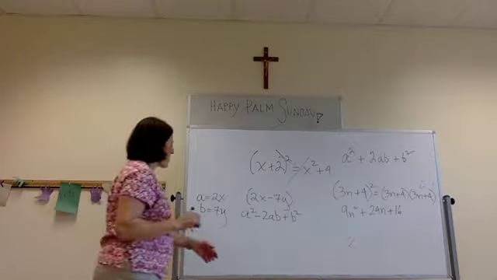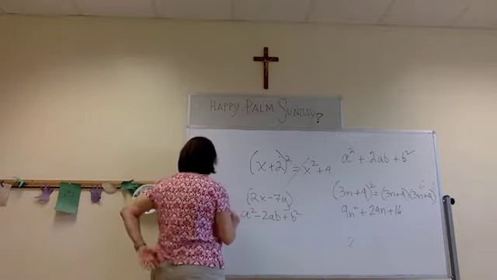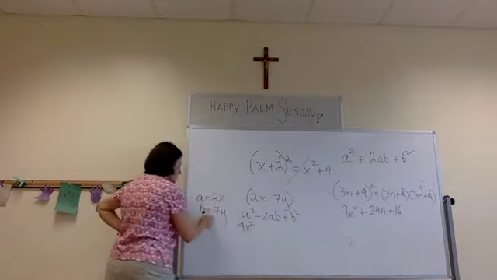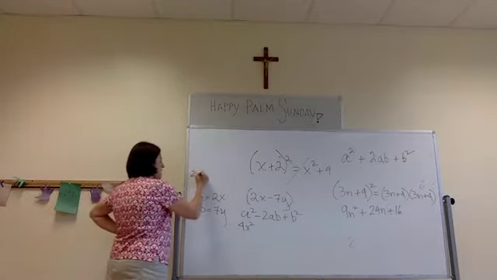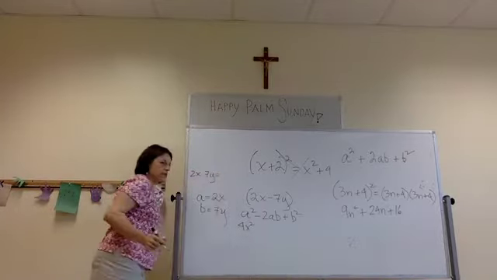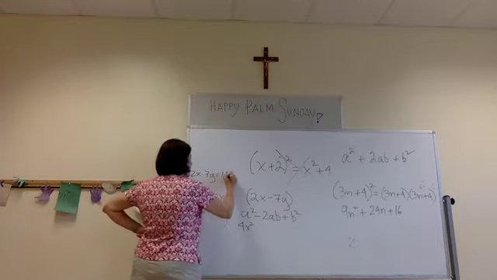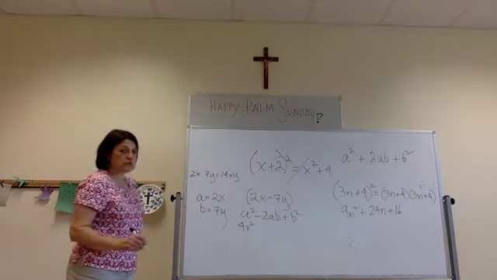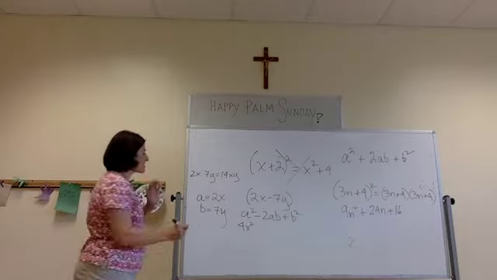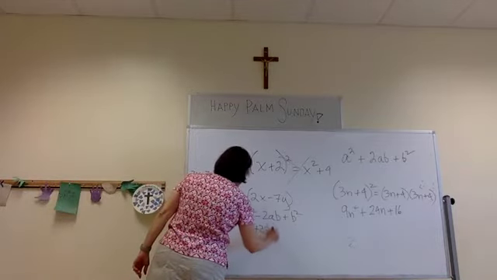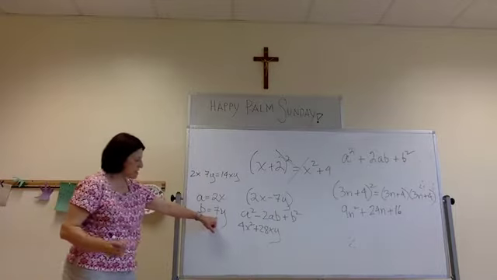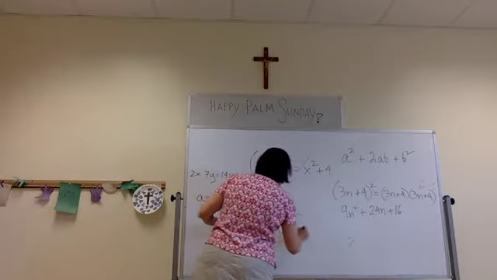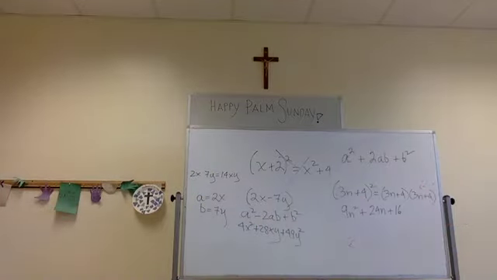Okay, so a squared is what? 4x squared. Now we're going to multiply these things to each other. So what's 2x times 7y? 14xy. And now double it. So 14 plus 14 is 28. Plus 28xy. And then b squared is 49y squared. Okay? All right, does that make sense?